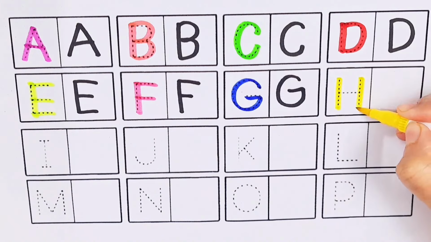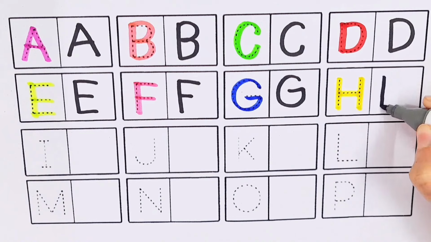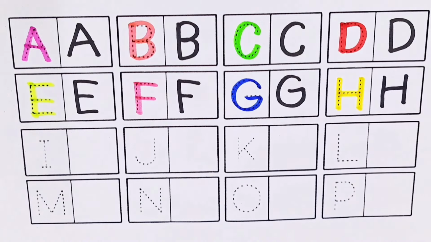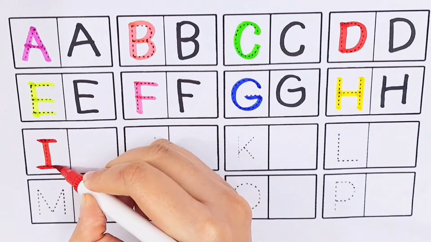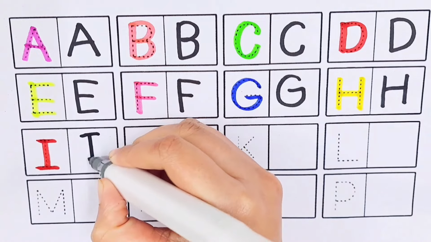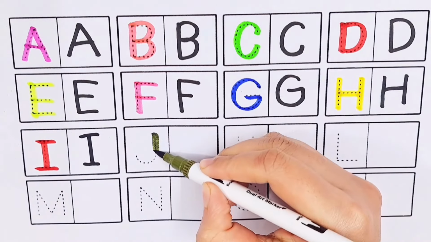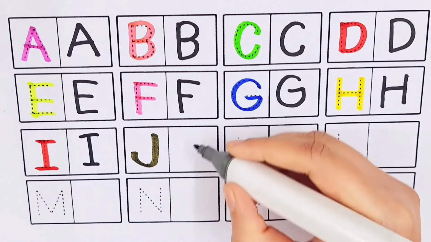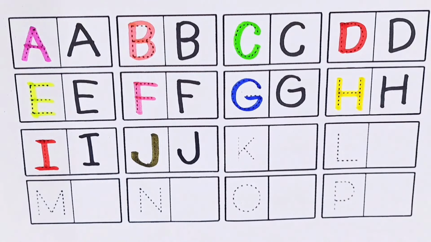H. H for hand. H for house. I for iron. I for ink. J for jacket. J for juice.